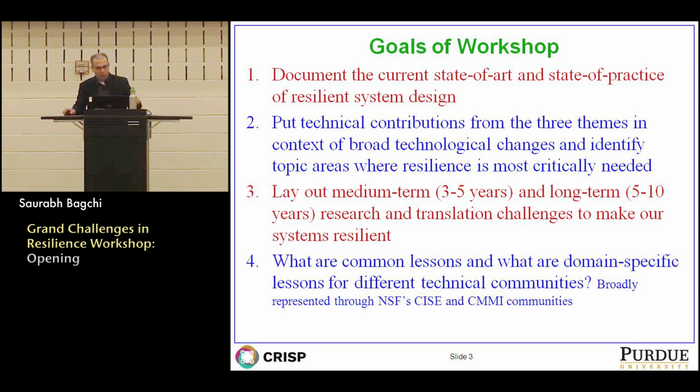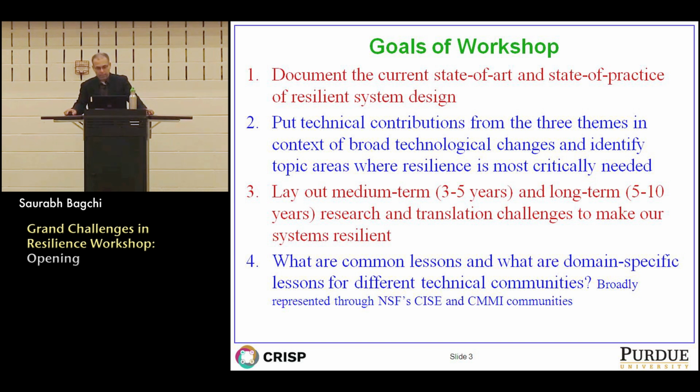So the goals of the workshop, there are 4 goals. The first one is to document the state of the art and state of the practice in resilient system design. The second one is to put the technical contributions in the context of the technological changes that are happening and to identify which are the topic areas where we think resilience is most critically needed.